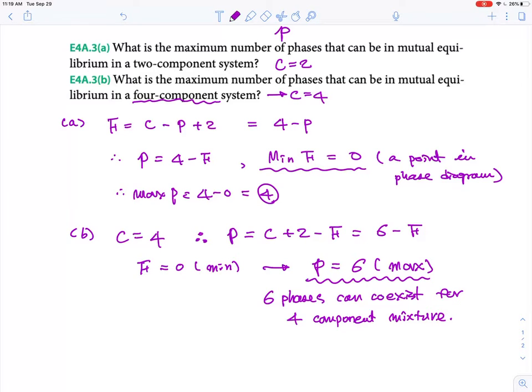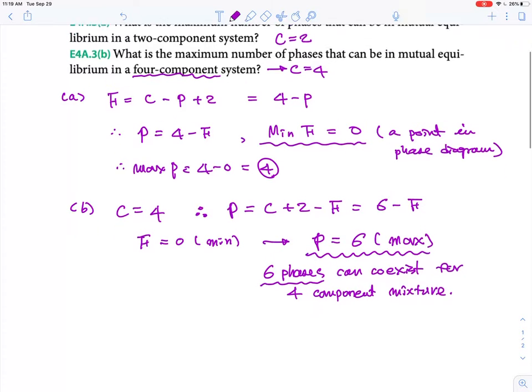So what do we mean by 6 phases? Even for the same crystal solid, depending on the crystal structure, it can have different density and different physical properties. So even what we call solid can have different crystalline structures corresponding to different phases.